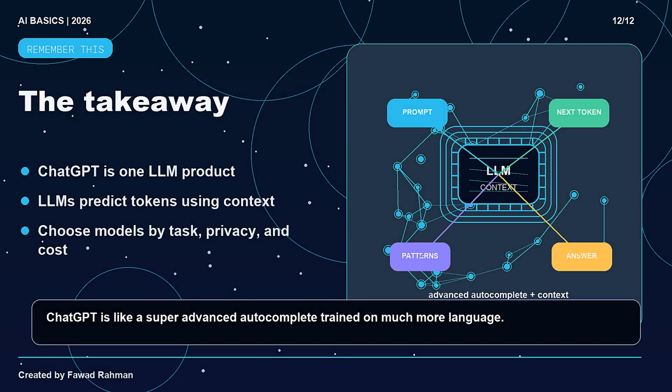So here is the simple takeaway. ChatGPT is a product built around a large language model, but the LLM world is much bigger than ChatGPT. There are Western models, Chinese models, open-weight models, cloud models, offline models, coding models, reasoning models, multimodal models, and small local models. At the center, the idea is still simple. The model reads context and predicts what comes next. Use the right model for the job, check important answers, and remember, ChatGPT is like a super advanced autocomplete trained on much more language.